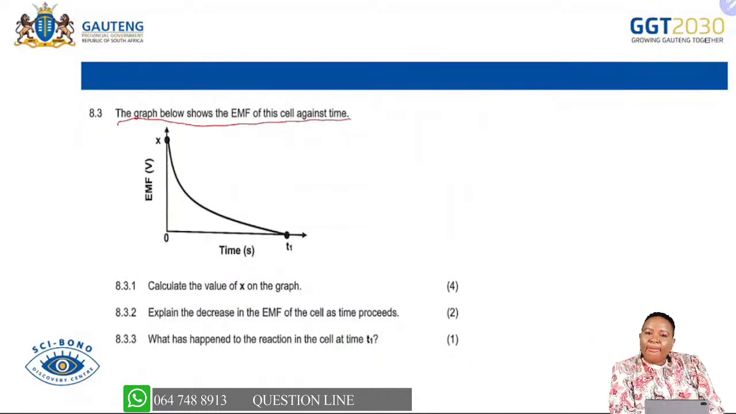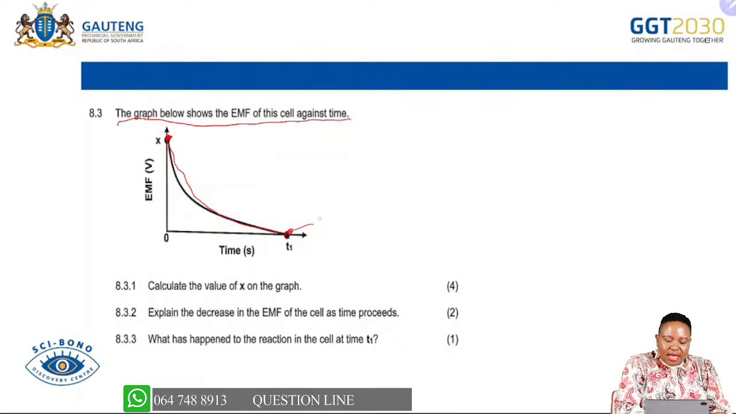Now we know that when you close the circuit, when the electrons start to flow, the EMF of the circuit must decrease. The reason the EMF decreases is because of the increase in the product ions and the decrease in the reactant ions. So it means the forward reaction is decreasing. That is why you can see that our EMF starts from a bigger value and decreases up to 0.